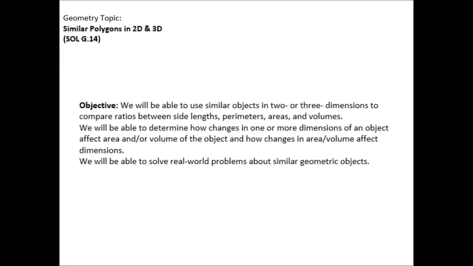Today's objectives: we will be able to use similar objects in 2 or 3 dimensions to compare ratios between side lengths, perimeters, areas and volumes. We will also be able to determine how changes in one or more dimensions of an object affect the area and/or volume of the object, and how changes in area or volume affect other dimensions. And we will be able to solve real-world problems about similar geometric objects.